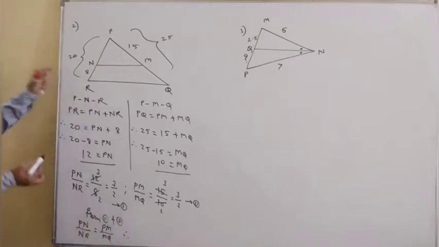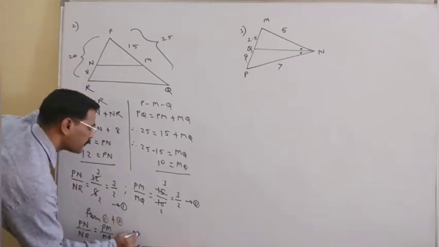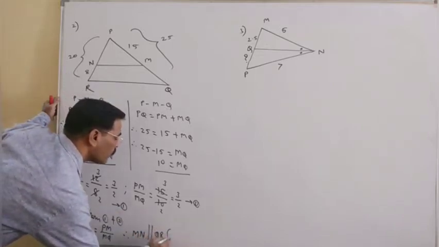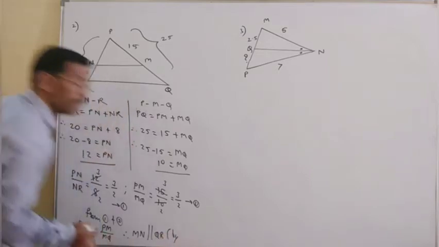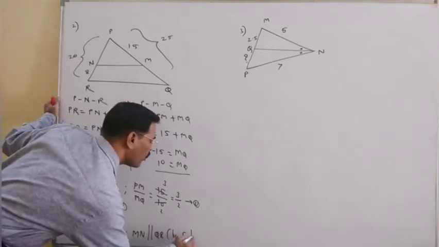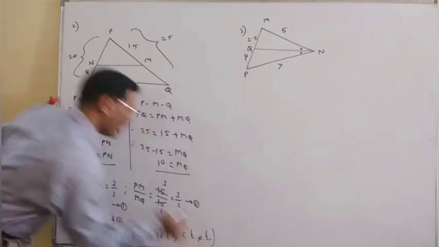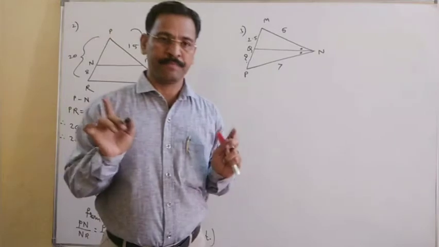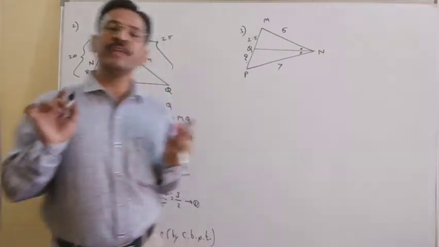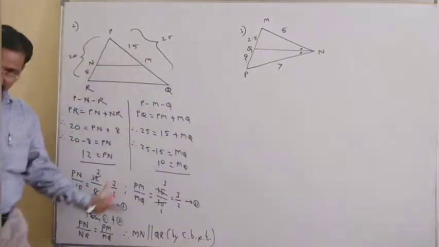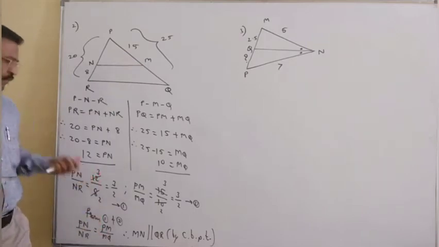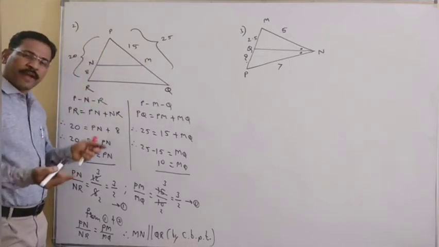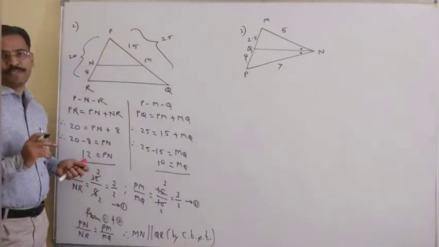Therefore, what can you write? This MN is parallel to QR. By which property? Converse of BPT. Okay, every time, whichever property we applied, try to mention that property every time. That means you cannot lose the marks. See here, is there any doubt here? It is very simple. First of all, try to find the part which is not given, find that first, and then try to apply this procedure.